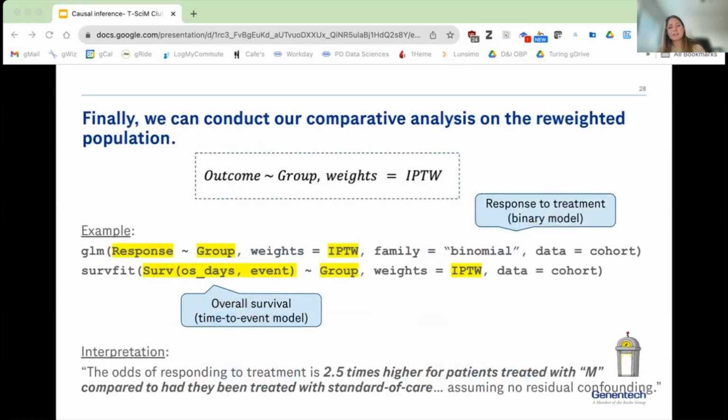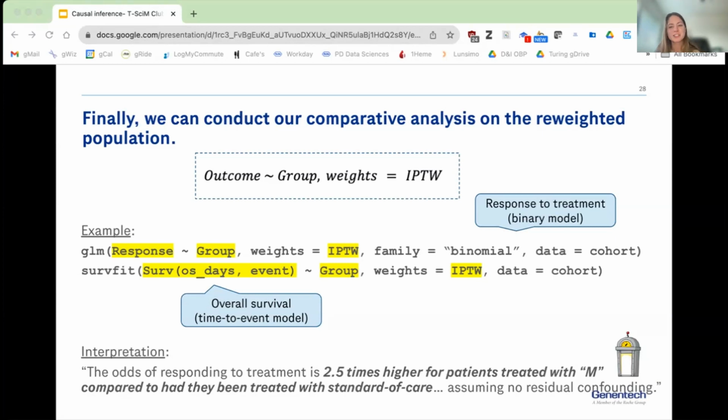Once we've achieved that, we can now fairly compare outcomes between the 2 groups using any standard model applied to the reweighted population. Here I show examples for a binary treatment effect, like whether the patient showed a clinical response to treatment, or a time to event effect, like comparing survival between the 2 groups.